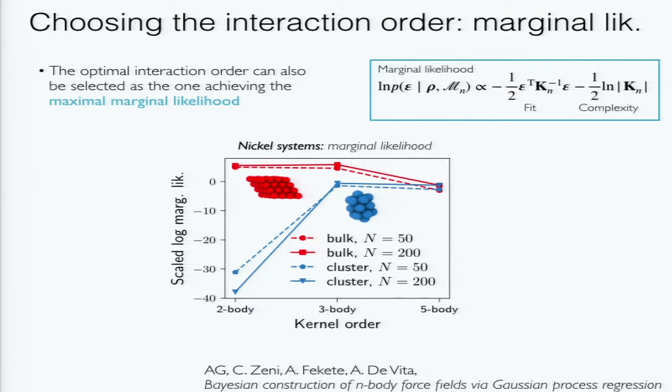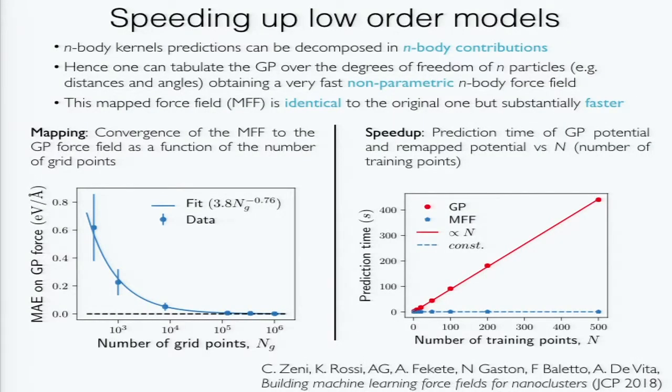So now that I tried to convince you that simple models are actually good in most systems, let me tell you a bit more about how to speed them up. If you have a low-order kernel, which implies a low-order potential, which you can visualize in your head as a fancy Lennard-Jones, which instead of adding two parameters, you can draw it by hand. Actually, the program draws it by hand for you.